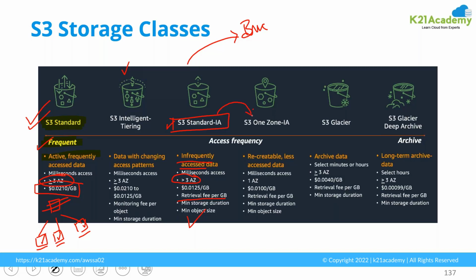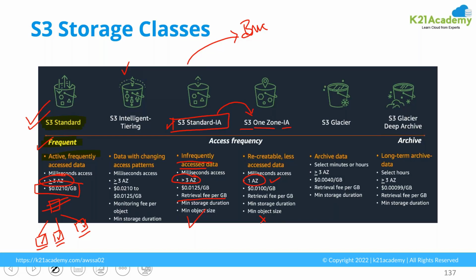Similarly, all the things are the same in S3 One Zone Infrequent Access. In this, the only difference comes up in the high availability of the data. It does not keep multiple copies of data in multiple availability zones. It will keep the copy of your data in the same availability zone only. So if the whole availability zone, which is actually a synonym to a data center of Amazon, goes down, the data will be lost. So the high availability has been reduced.